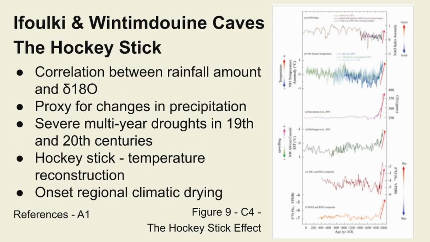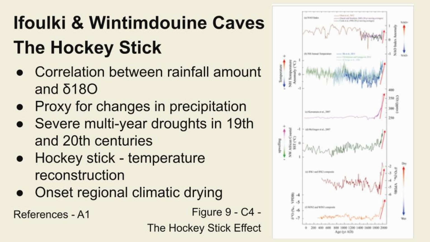As shown in the studies conducted in the Diyu Cave, the inverse correlation between the amount of precipitation and the isotopic O18 levels in the Ifolki and Win Timdouin caves is consistent. In these caves, the isotopic O18 levels can be used to reconstruct the shifts in precipitation in the area. The area has experienced very severe multi-year droughts in the 19th and 20th centuries, and these events are recorded in the isotopic evidence found in the stalagmites studied.